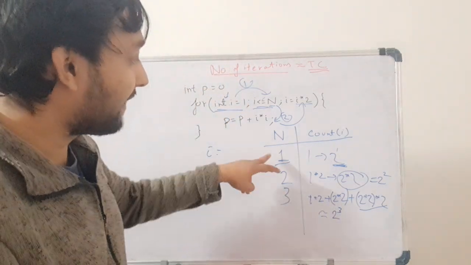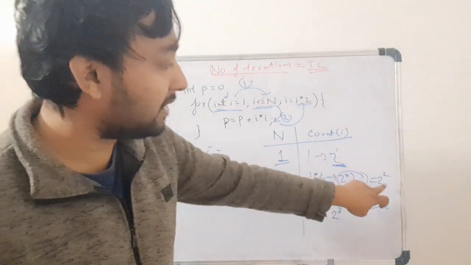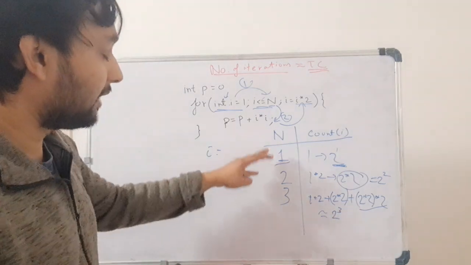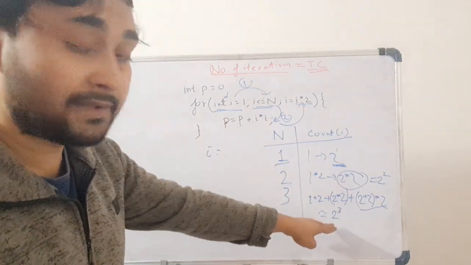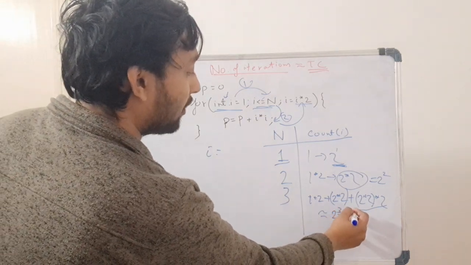You are getting it, right? If n is equal to 1, it is going till 2 to the power 1. If n is equal to 2, it is going till 2 to the power 2. If n is 3, it is going till 2 to the power 3. So if it goes till n, then how will it go here? You can consider it like small n.